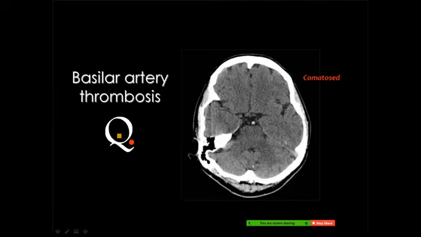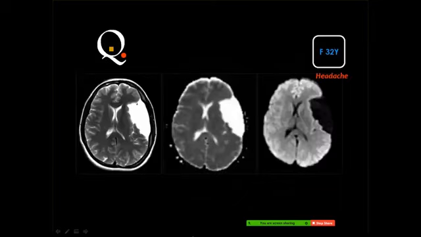Of course, basilar artery thrombosis will present by major symptoms, and this is very important.